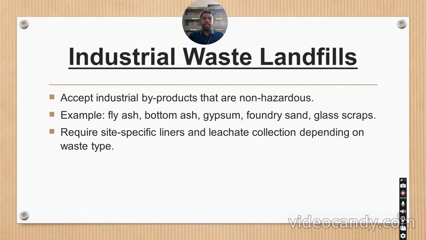So it requires a site-specific liner and leachate collection, depending on the type of waste. For municipal waste, leachate formation is very high compared to industrial waste. But with industrial waste, some toxic gases can develop in large amounts. In this situation, you have to provide a gas delivery system.